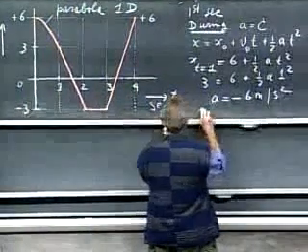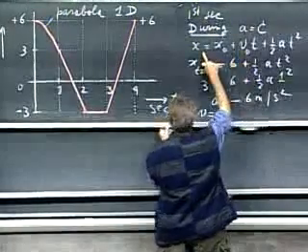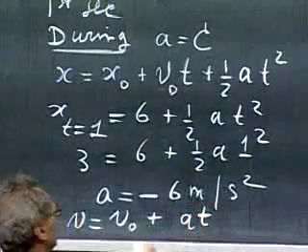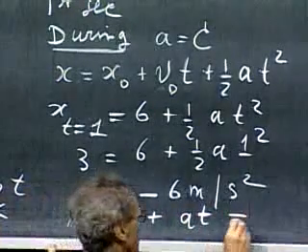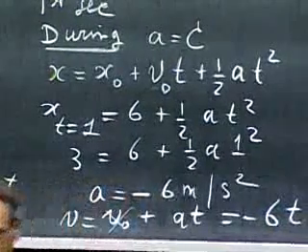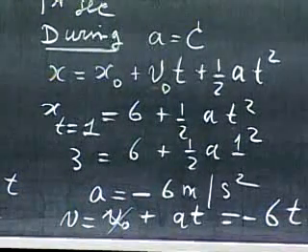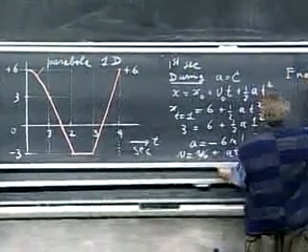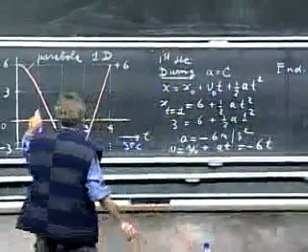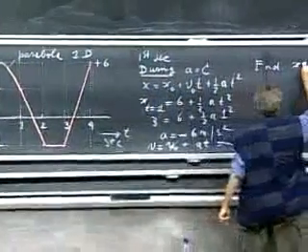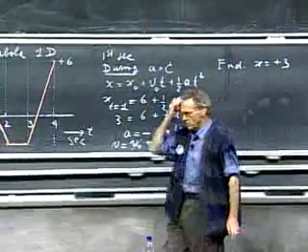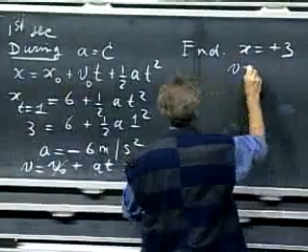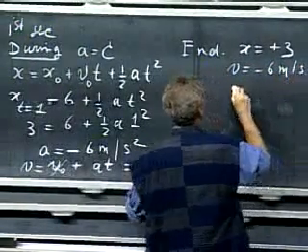And the velocity v, as a function of time, is the derivative of this one, is v0 plus at. v0 was 0, and so that is minus 6 times t. So the velocity is changing in a linear fashion. What do I know about the end of the first second? Well, I can say that x is 3. What do I know about the velocity? Well, the velocity is minus 6. What do I know about a?